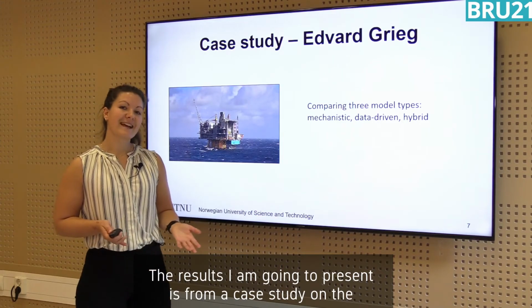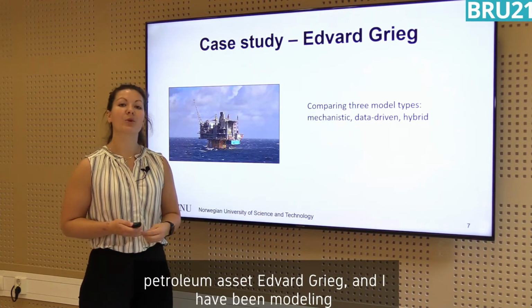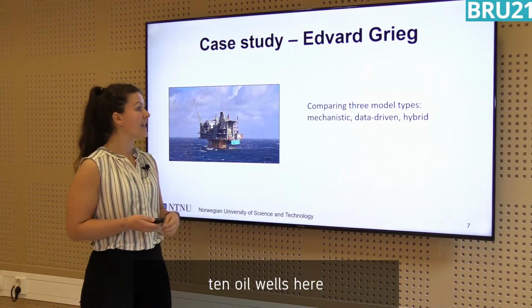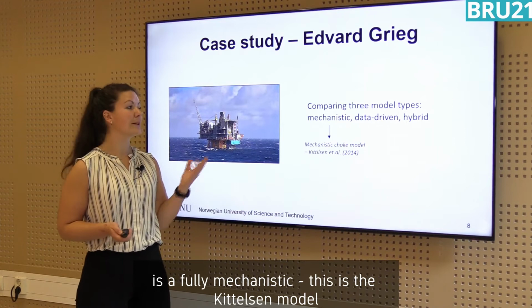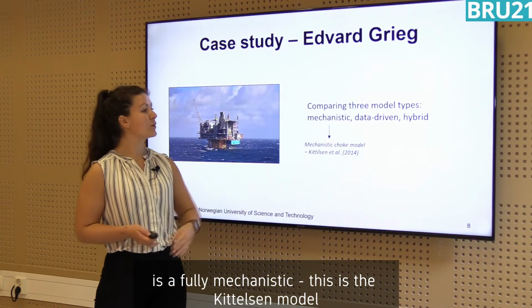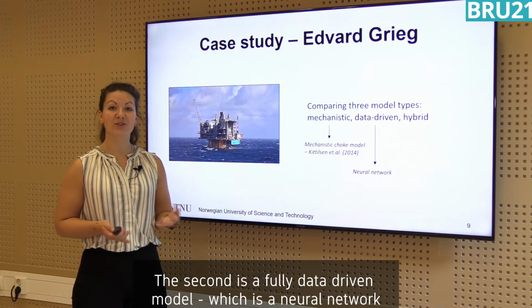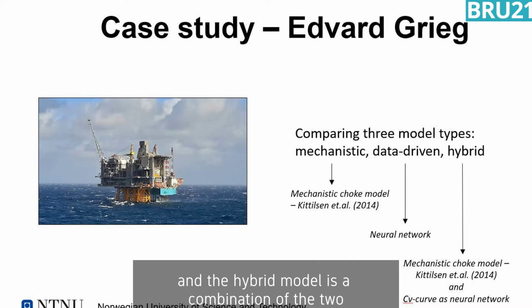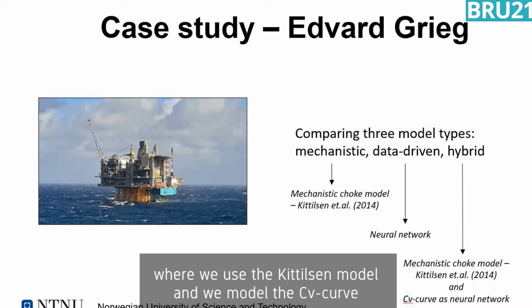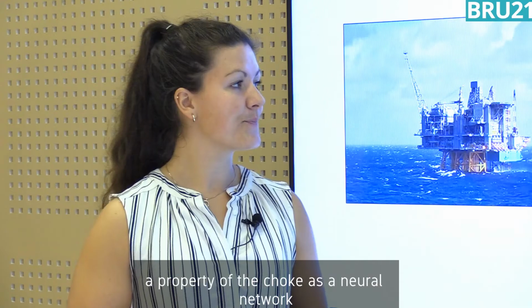The results I'm going to present are from a case study on the petroleum asset Edvard Grieg, and I've been modeling 10 oil wells here, and we compared 3 model types. The first one is a fully mechanistic one. This is the Kittelsen model, and the second is a fully data-driven one, which is a neural network. And of course, the hybrid one is a combination of the two above, where we use the Kittelsen model and then we model the CV curve, a property of the choke, as a neural network.